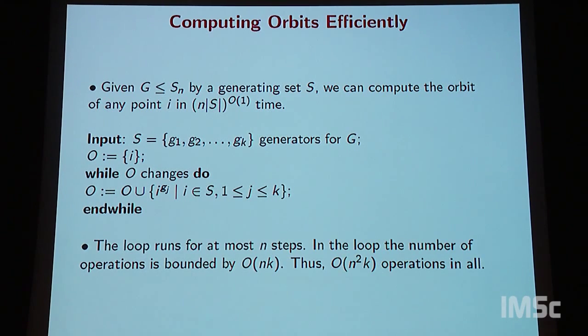And so this while loop here, it's going to run for at most n steps because there are only n points in the entire domain, 1 to n. And every time either I grow, or if I don't grow, I'm going to exit. And if you count carefully, the number of operations we are doing is order n times k, because I'm doing this to everybody in O and there are k many generators. And since the loop is n, I'm doing n square times k operations. So this is the only time I'm going to tell you to count the number of operations in detail. After that, I will hand wave.